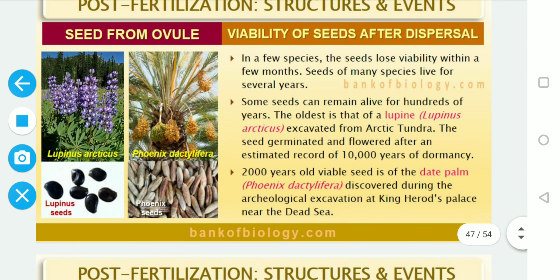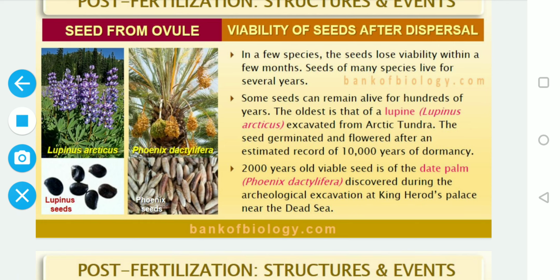And here are some of the examples: the ability to survive, that means the ability of the seeds after the dispersal. There are a number of examples recorded. Here are some of the diagrams. Observe this. In a few species, the seeds lose viability within a few months, that means the ability to survive. Then the seeds of many species live for several years. That depends and differs with respect to different species. Here are some examples they have given.